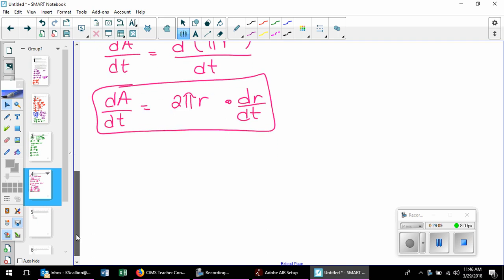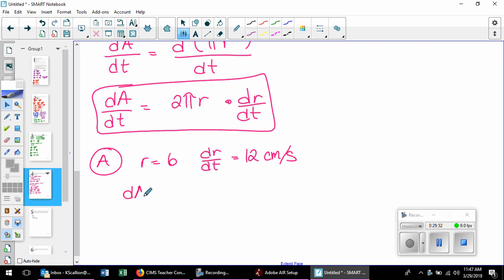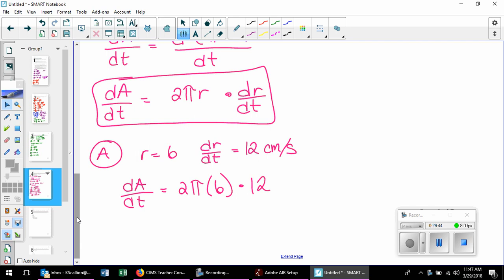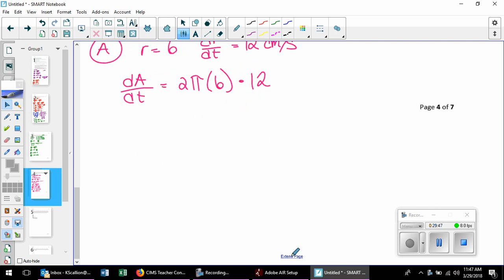So let's do A. What did A tell us? It wants to know the rate that the area is increasing when the radius is 6. So we know that R is equal to 6. We also know that dr over dt is equal to 12 centimeters per second. So all this is substituting information, which doesn't seem too hard unless you're me and can't figure out how to multiply. Let's leave it in respect to pi. Is everybody okie dokie with that? Let's not get irrational.